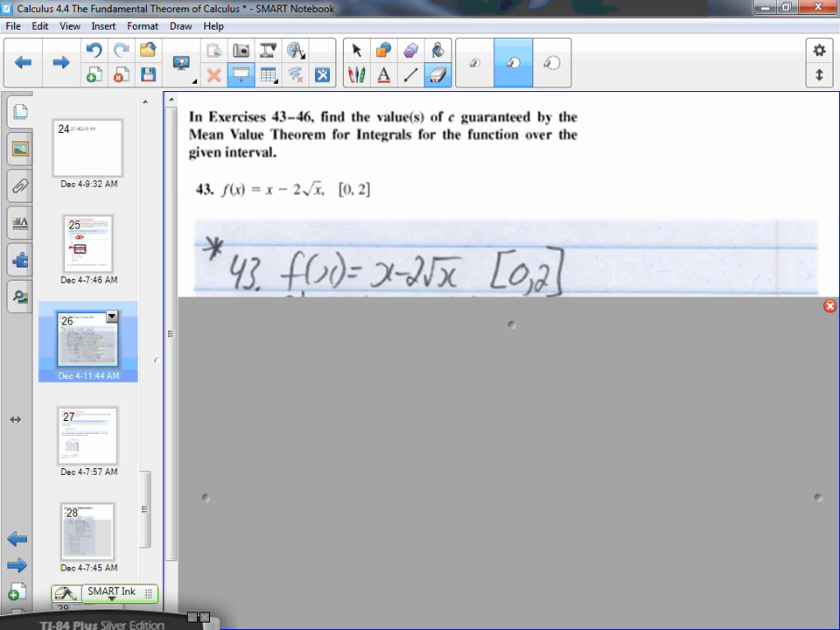Like, for instance, there's no guarantee that you'll understand number 43. But we'll try it anyway.